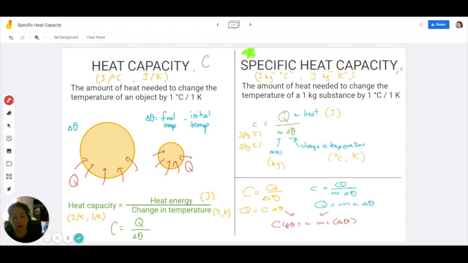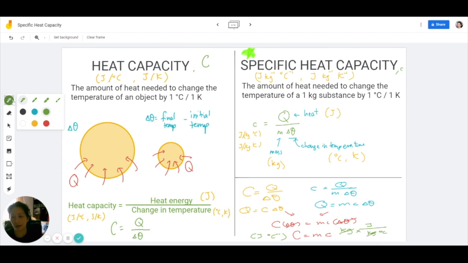Of course, if the change in temperatures are the same, when you cancel them off, you will get C equals mc, which means that another way to calculate heat capacity is by taking the mass of the object multiplied with the specific heat capacity of the material. If we were to compare the units, they will work out as well, because if mass was kilogram and specific heat capacity is joules per kilogram per degree Celsius, cancel, you will see you get joules per degree Celsius.